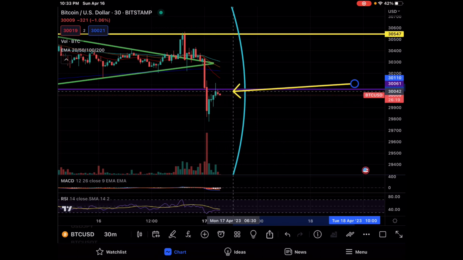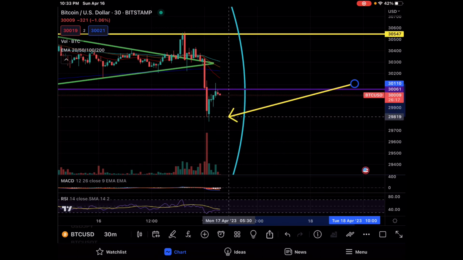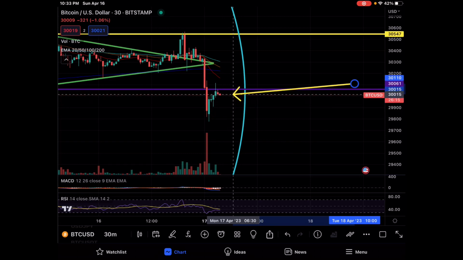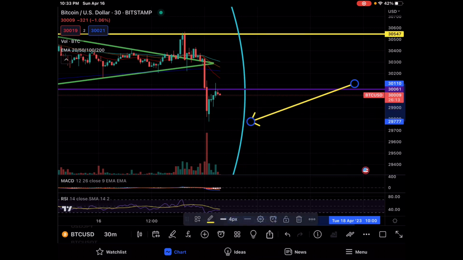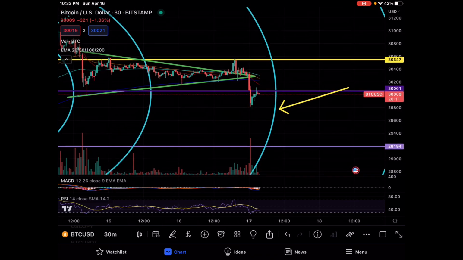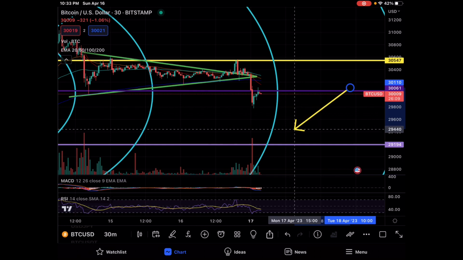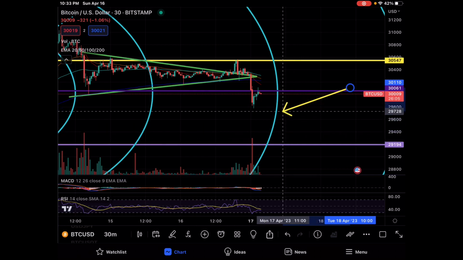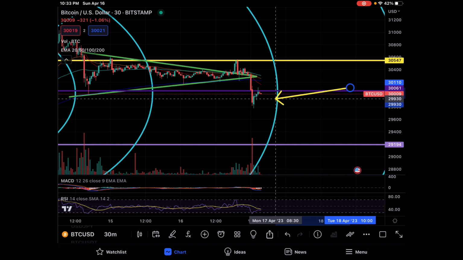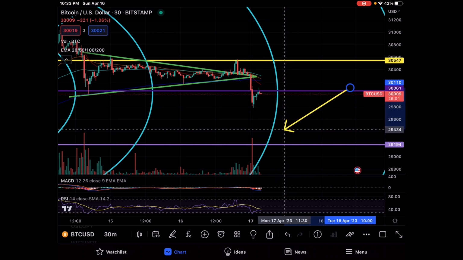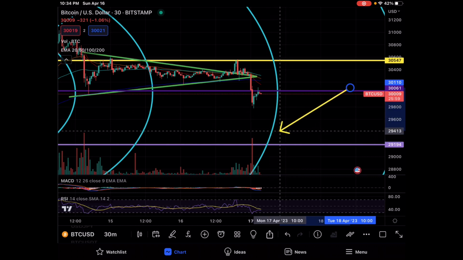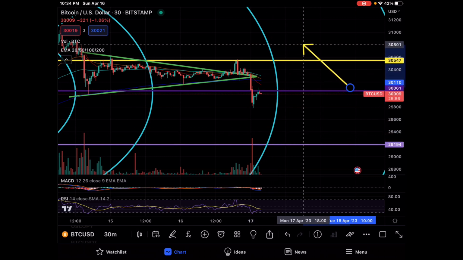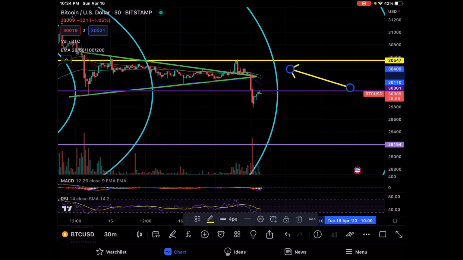However, as you can see, it looks like it's being rejected by the 361 right now. And if that were to continue to play out, it is a fast move down to the 29,194. And we would have to see, okay, is that going to correlate with a big move down on the S&P 500 and a big move up on the dollar to complete that cup that we were looking at? So that's what you need to be looking out for. That's what I'm thinking. That's what I'm feeling.